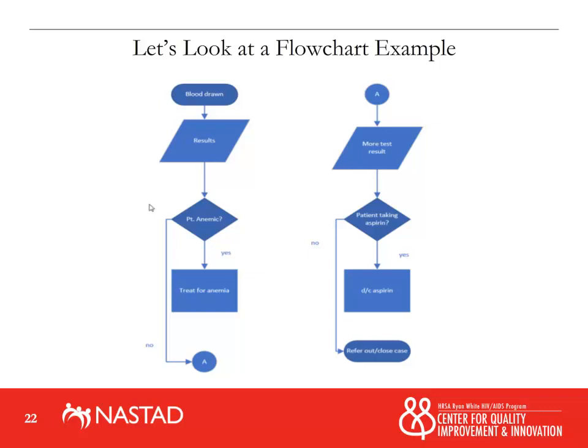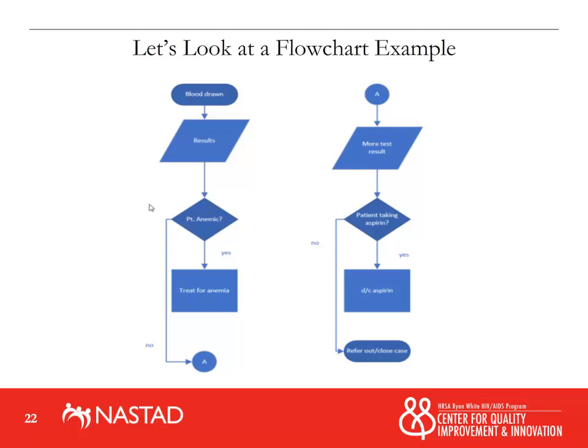Now here's a real-world example. You can see blood drawn, the results are the data that we saw. Then a decision: is the patient anemic? If yes, then treat for anemia. If no, continue on the next page. We do more tests. Then we want to see if the patient's taking aspirin. If the patient's not taking aspirin, we refer out and close the case. If they are, we discharge the aspirin. So it seems that this patient might have had a problem with excessive bleeding. Something as simple as that.